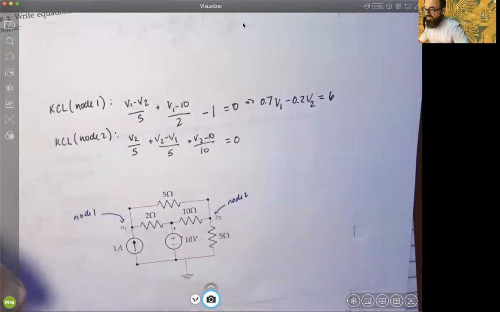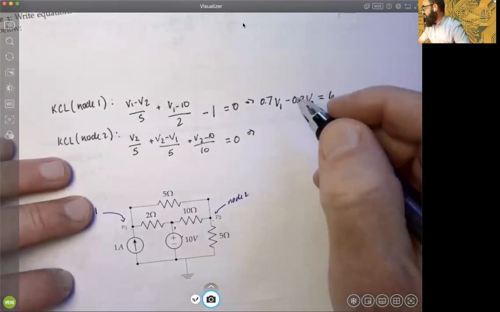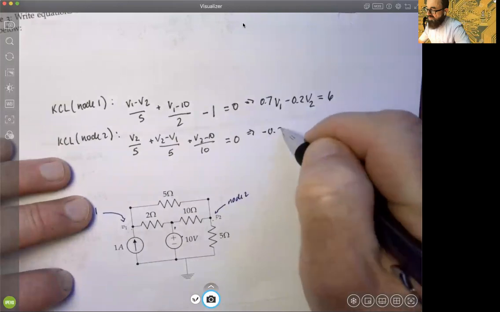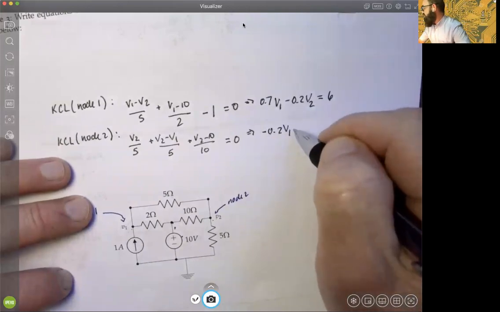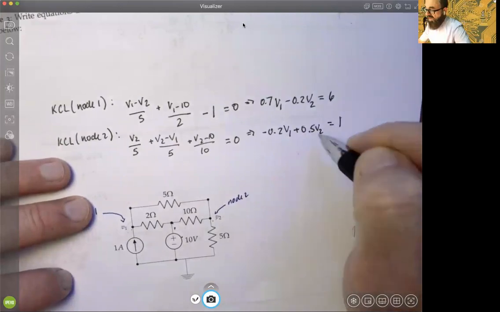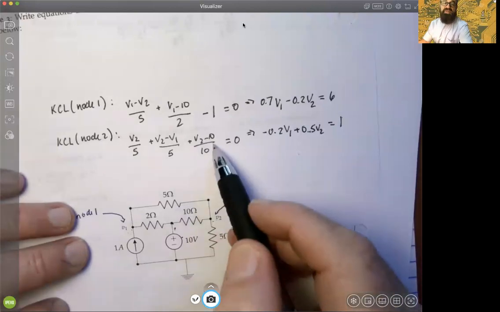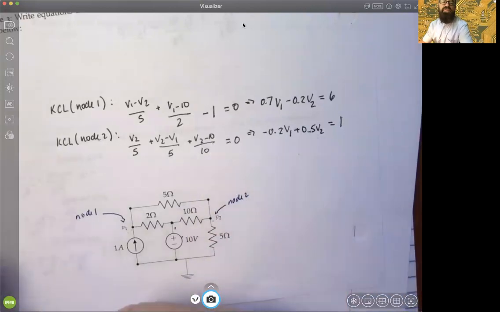Okay. For this other equation, simplifying it, you could show this is negative 0.2 V1 plus 0.5 V2, and that will have to be equal to 1, okay? And you can see that because you've got 10 over 10 there, that's going to give you the 1 there, right?